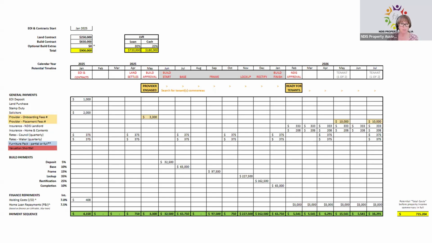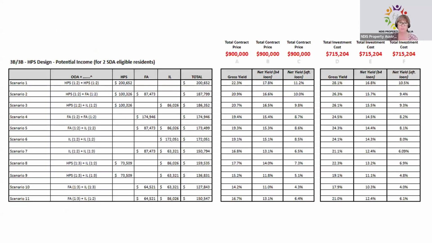Yeah, I think that covers the basics of how this works when we do our feasibility calculations. Obviously, we make sure everything's right, but it will give you a real idea of all the expenses and what your total expected expenditure is going to be.